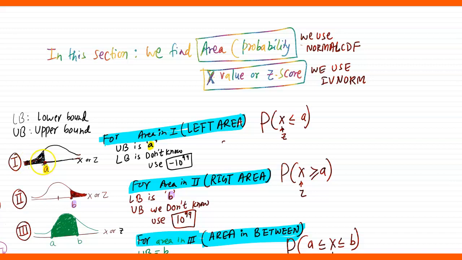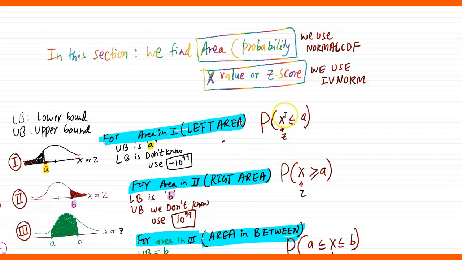How far you go to the left, you don't know, because this curve and this line never meet. Therefore, in this particular situation, there is no known lower bound. We say the lower bound is unknown. Therefore we use negative 10 to the power 99 as the lower bound in the calculator.